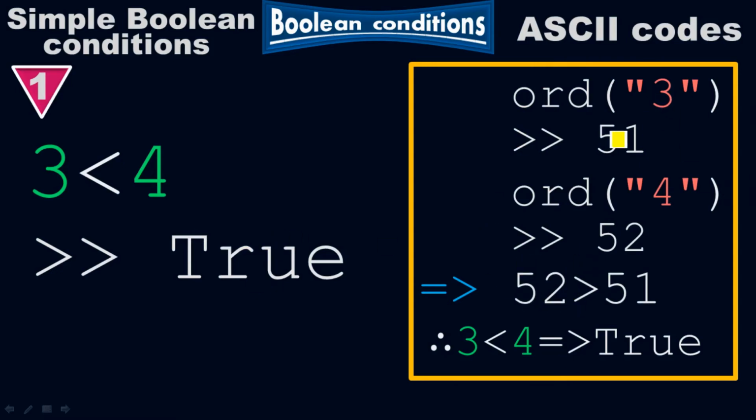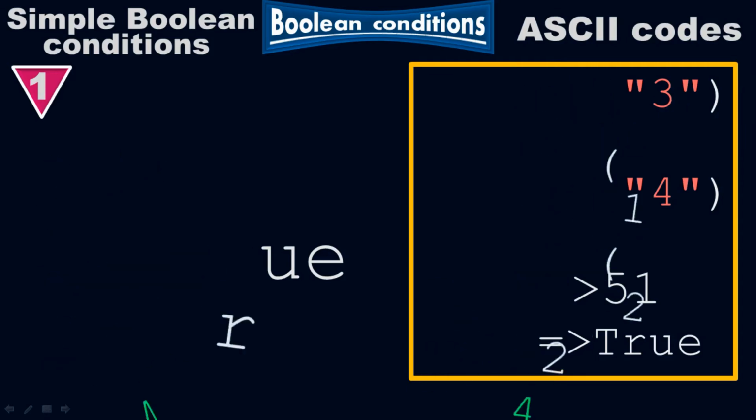What is the logic? The logic is the ASCII codes of 3 and 4. The ASCII code of 3 is 51, the ASCII code of 4 is 52. So 51 is less than 52. Therefore, yes, 3 is less than 4. It is true. It will always give the output in the Boolean form. It can be True or False, based on these ASCII codes in computer memory.